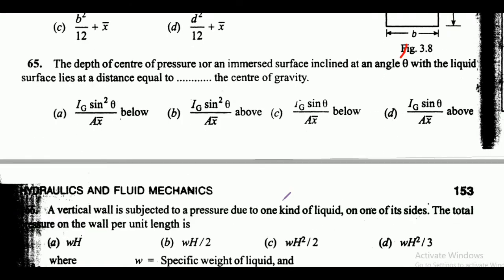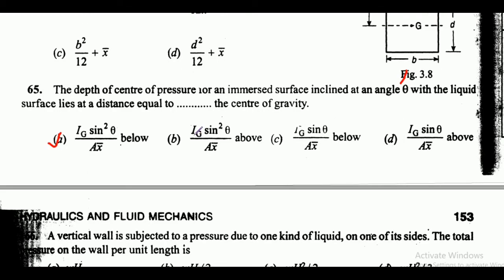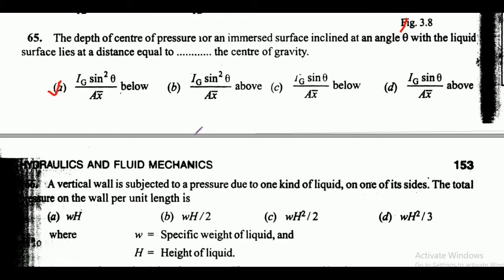Next is the depth of center of pressure for an immersed surface inclined at an angle theta with the liquid surface lies at a distance equal to dash the center of gravity. Here friends, these are the options, and here correct answer is option A, that is Ig sine square theta upon A x bar below.